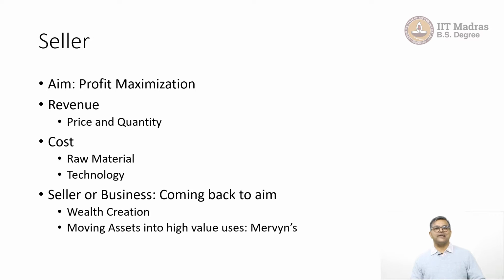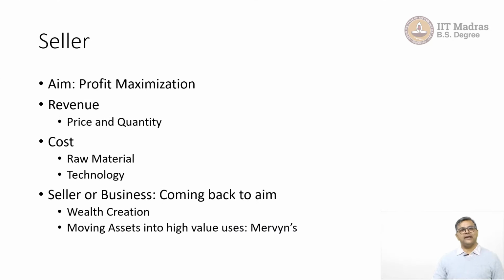The aim of seller is profit maximization. What do we mean by profit maximization? First, let us understand profit. The sellers are in the business of selling stuff in the market. When they sell stuff, they earn some revenue. So, profit is denoted by pi. This is a Greek letter pi, and this is equal to total revenue minus total cost.